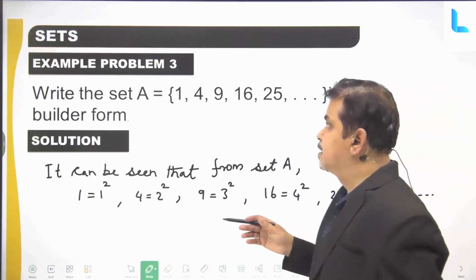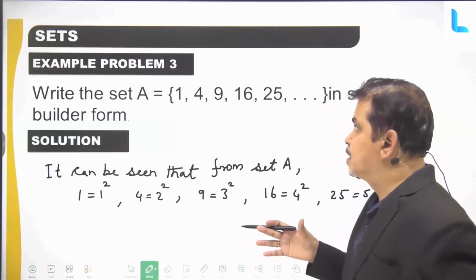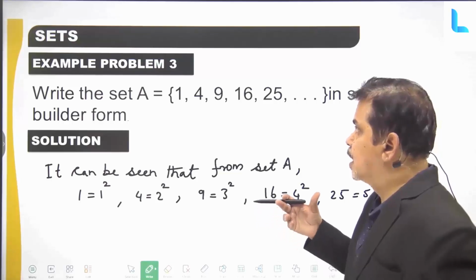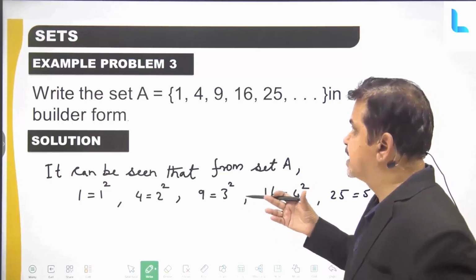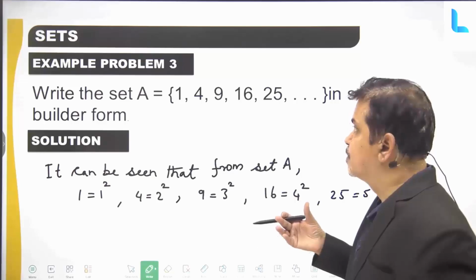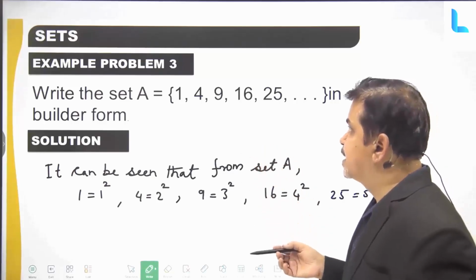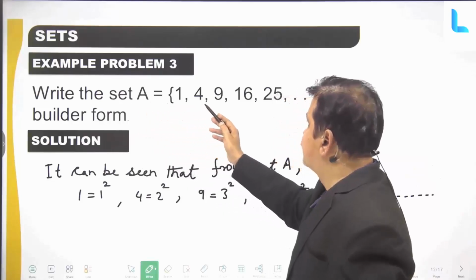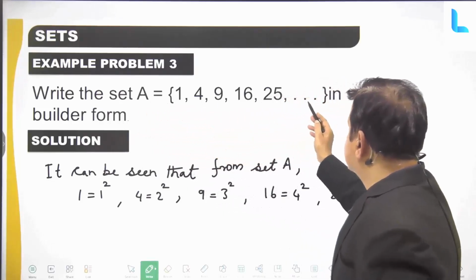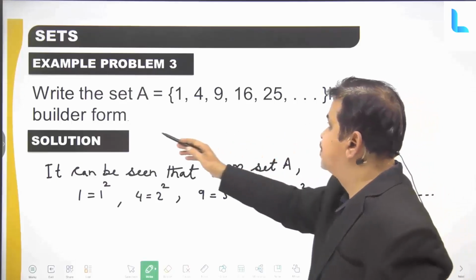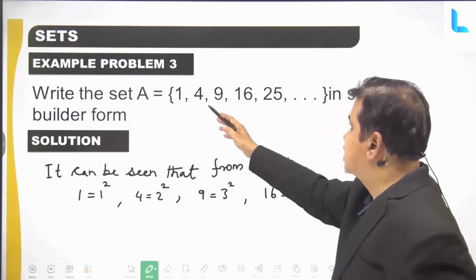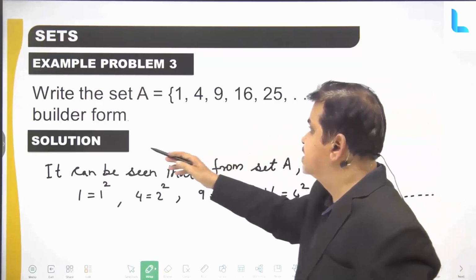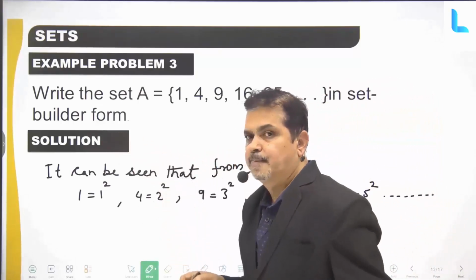And to understand much more, deeper, and to know how to represent a set in another form, we can take one more example. Write the set A = {1, 4, 9, 16, 25, and so on} in set builder form. So now here you can see that this is in the roster form and we have to write this set in the set builder form.